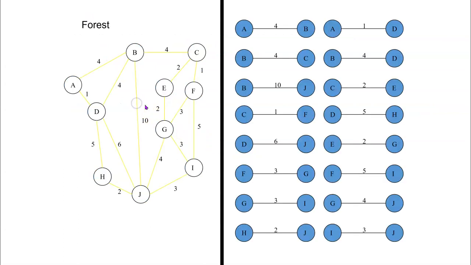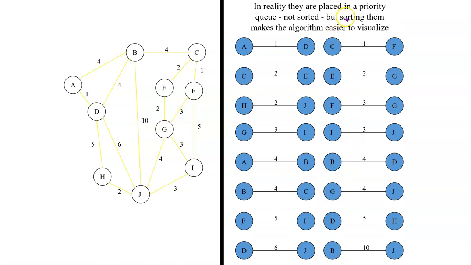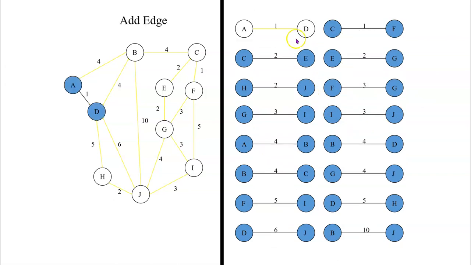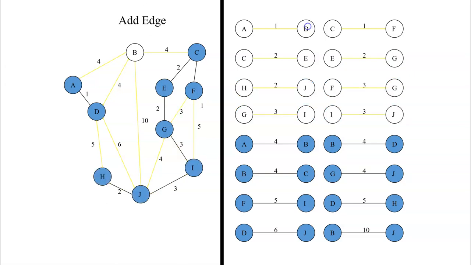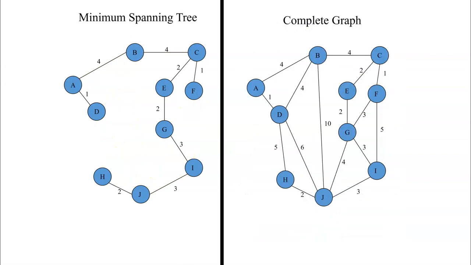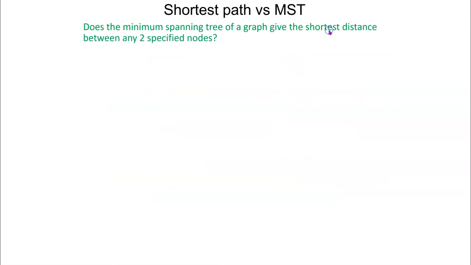But here's a completed graph, and here's all our subgraphs. We're going to use a priority queue, but not sorting. But by sorting, it makes it easier to visualize. So we're going to first join our two trees. Then we're going to pick the next and match them, and so forth. And then here's our completed graph, which we've broken down.